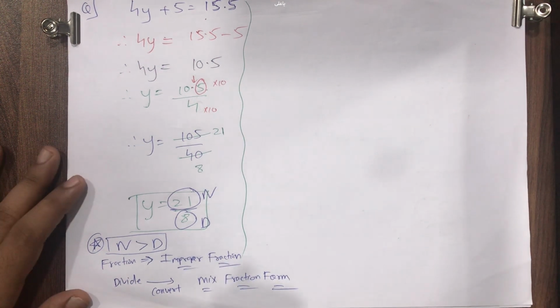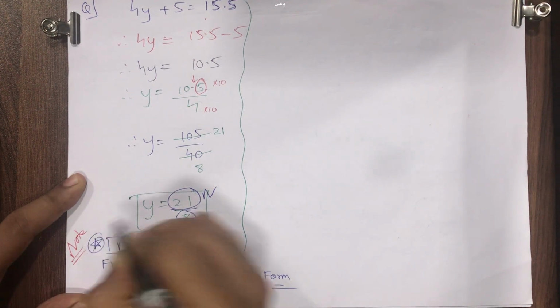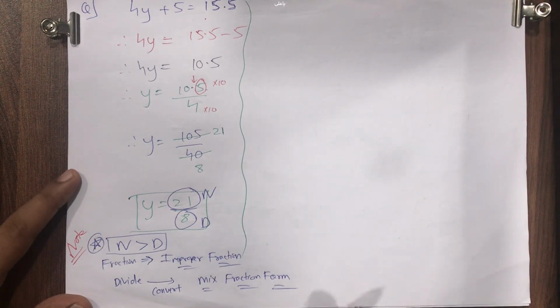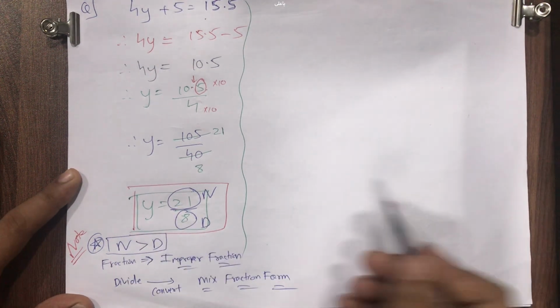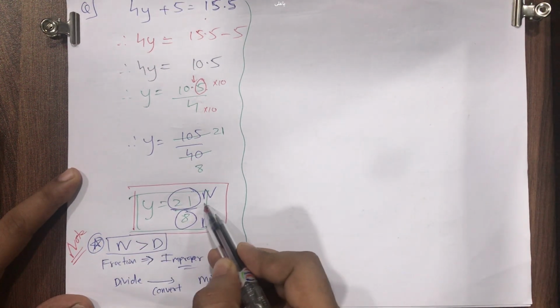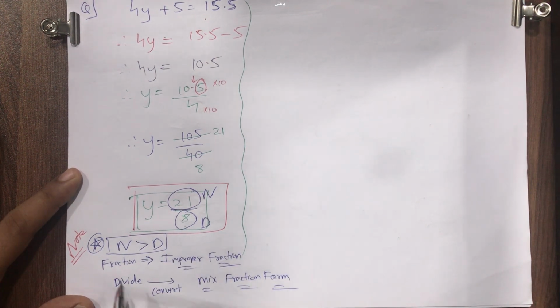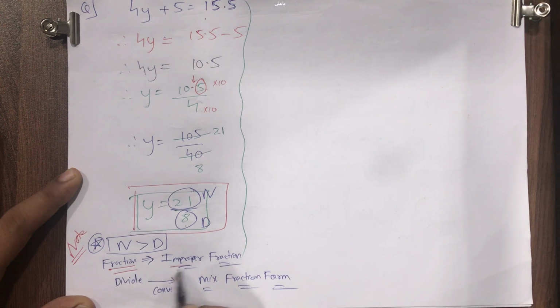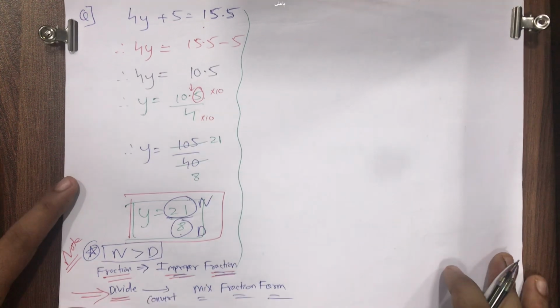Understand please, this is a very important note, which I already gave you in the previous chapters where we plotted rational numbers on the number line. Whenever you have to plot a fraction on the number line, and the numerator is greater than the denominator, here I have 21 in the numerator and 8 in the denominator, that type of fraction is called an improper fraction. And whenever you have an improper fraction, what steps do you follow? First step is divide, and convert into mixed fraction form.